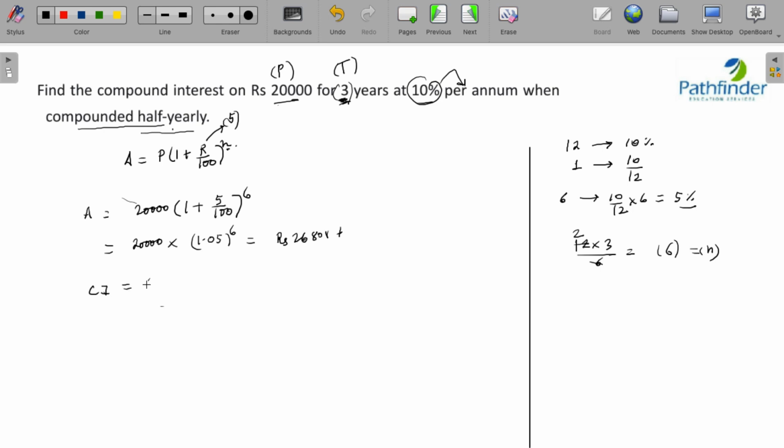The compound interest is nothing but amount minus principal. So 26,801 minus 20,000, which is equal to 6,801 rupees as compound interest.